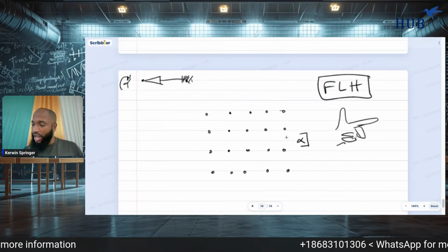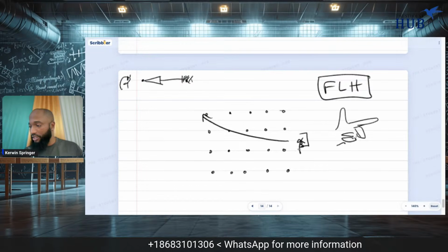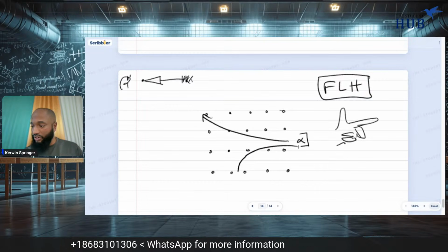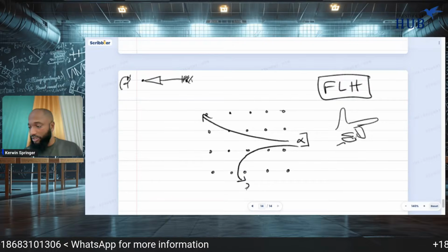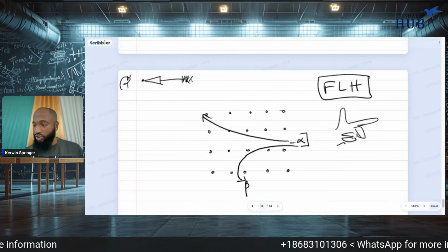And once you figure out alpha, gamma will go in the next, beta will go in the next direction faster, right? And actually curl backwards a little bit. This is the magnetic field. And then gamma is just going to go straight ahead.